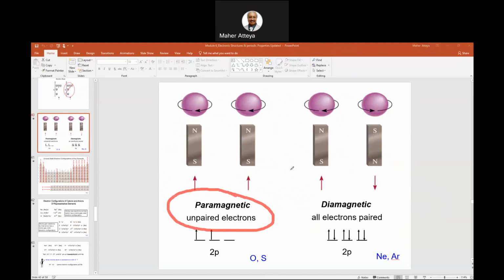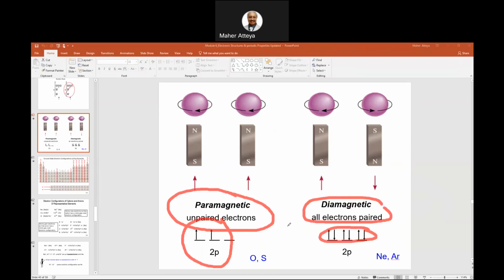We have the matter itself called paramagnetic, meaning the matter is attracted to what? To the magnetic field. So paramagnetic means this element is attracted to the electromagnetic field. Why? Because it has unpaired electrons. Look at this. Those electrons are up, the same spin, and parallel to each other. The diamagnetic one, all electrons are paired. See here? All electrons are opposite to each other, so they don't attract.